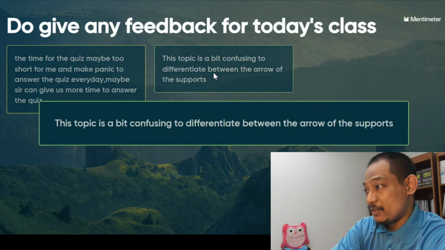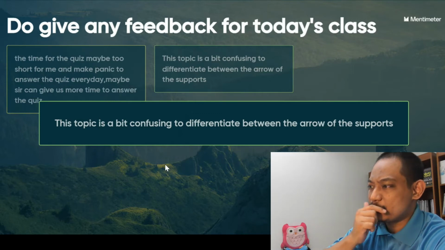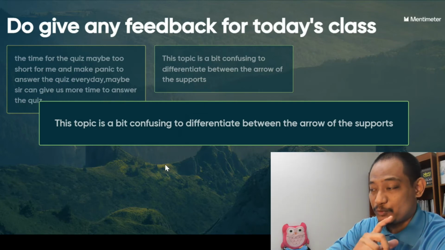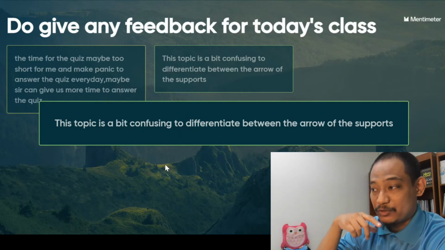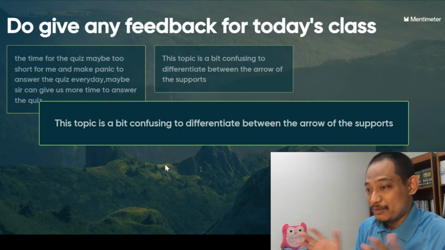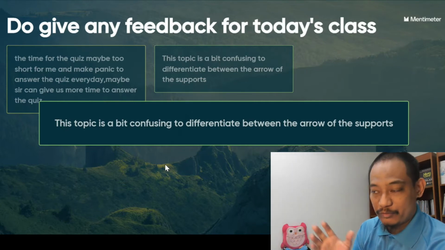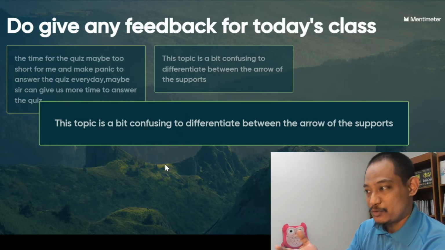the buffer time. Anyway, the topic is a bit confusing to differentiate between the arrow of the support. I assume this is about support reaction. Now, question like this, I hope you do not just give as a feedback for the end of the class, because you should actually ask this in the class session, because I open for you to ask any question for 2 hours, right, or 1.5 hours if you minus the quiz time. So please do not just say you are confused.